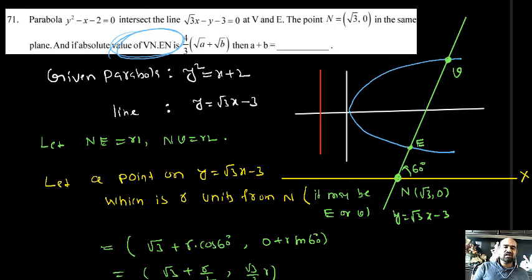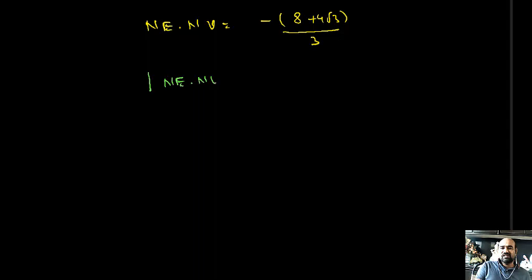R1 R2, what can I say? R1 is taken as what here? So NE into NV I can write. NE into NV is equal to minus times of 8 plus 4 root 3 by 3. But it's the absolute value I want. So the modulus of NE into NV is equal to mod, directly I will write mod of that.